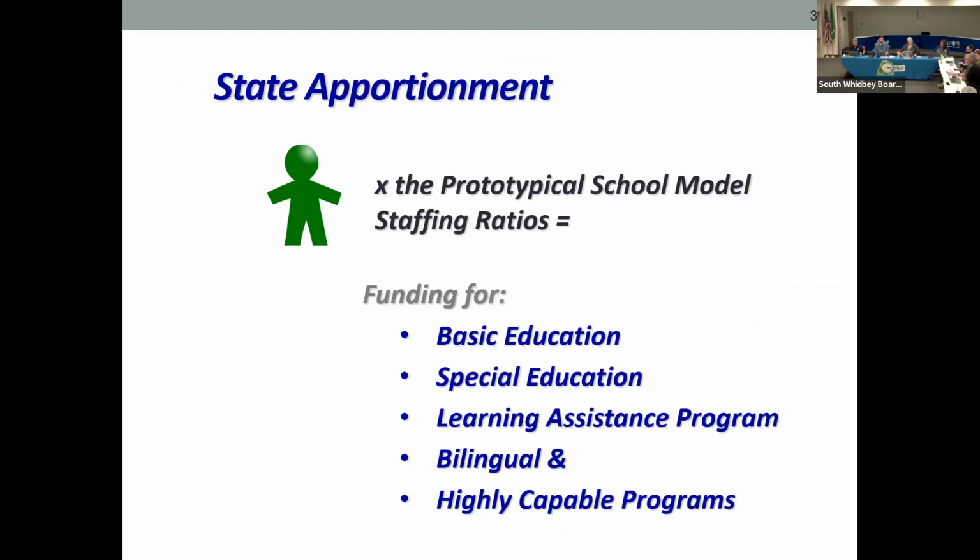So the way the state funding works is they take the number of students you have and they multiply it by what they refer to as a prototypical school model that creates staffing ratios. And it'll create, you know, how many staff are being funded for basic ed, special ed, lab, et cetera.